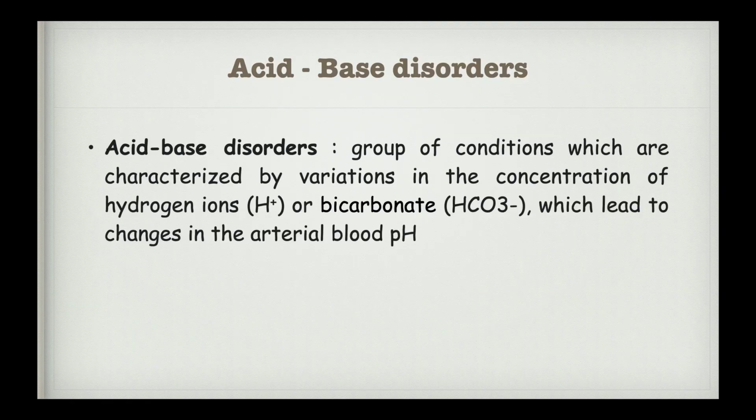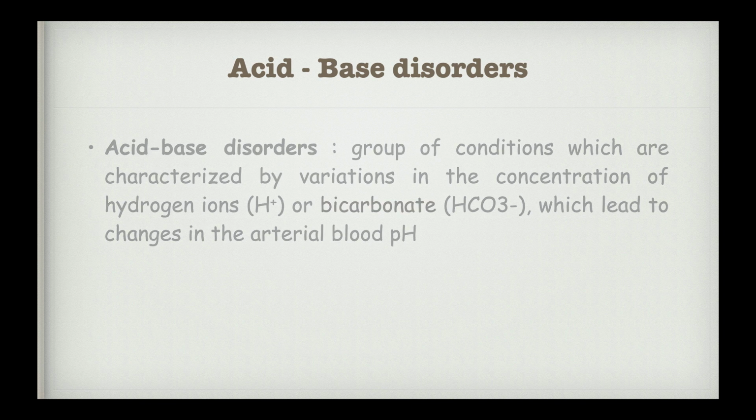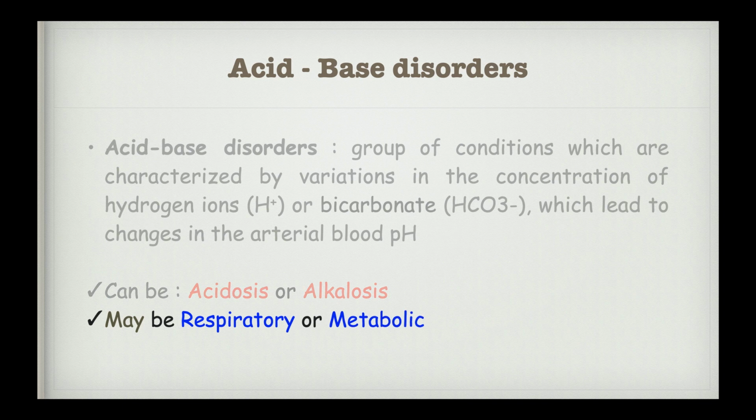Now, acid-base disorders are a group of conditions which are characterized by changes in the concentration of hydrogen ions or bicarbonates, which leads to changes in the arterial blood pH. Now, these conditions can be categorized as either acidosis or alkalosis, and their origin may be respiratory or metabolic depending on the cause of the imbalance. Now, these disorders can be evaluated with the help of an arterial blood gas.